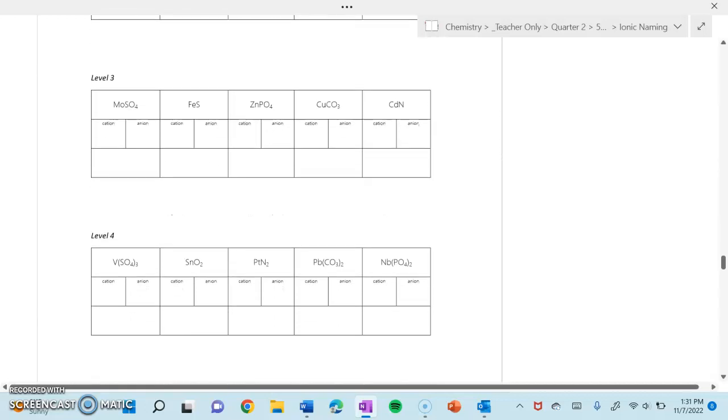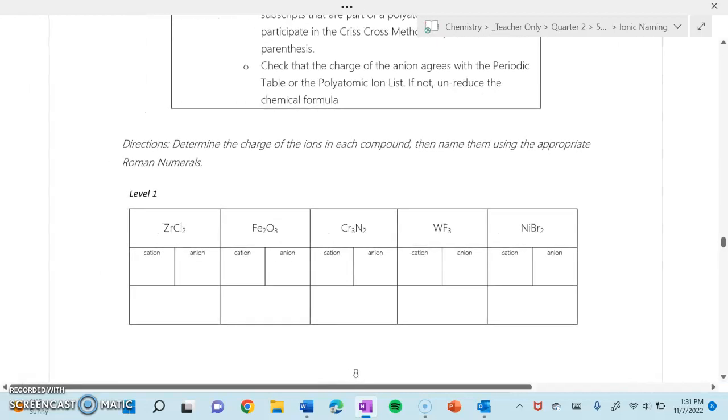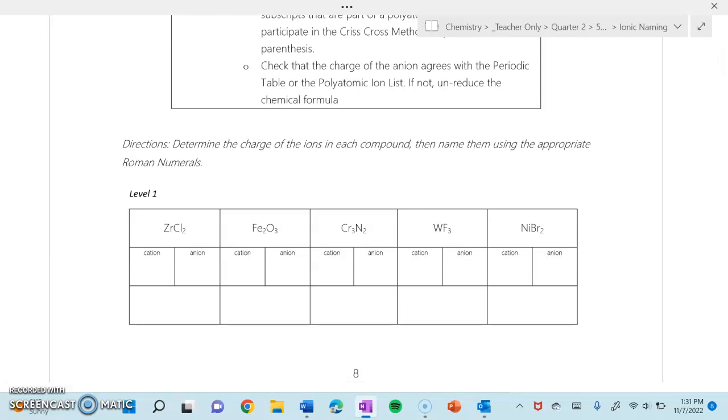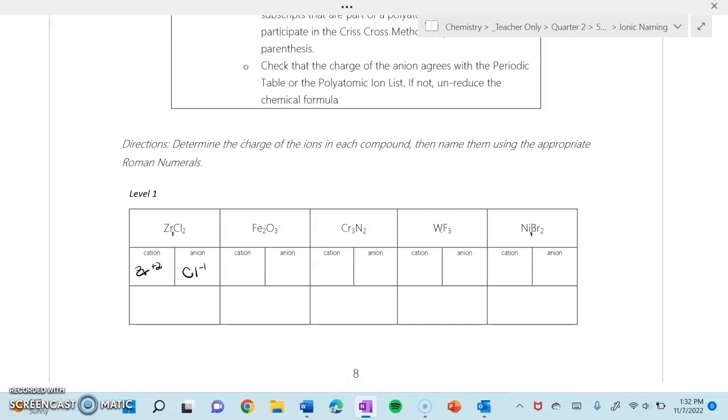So we have a few different levels here of determining the transition metal charges. So level 1 is when we can do a real basic crisscross reverse, and it will work perfectly, no need to unreduce, there's no polyatomic ions, just straightforward elements. Remember that anytime there's no subscript written, it's an implied 1. So I'm going to go ahead and write those on all of these that don't have a subscript. Okay, and then we'll do our reverse crisscross. So our 2 becomes the charge on the cation, and the 1 becomes the charge on the chlorine. Just reverse crisscrossing this. I'm going to go ahead and write all of our ions before we name.